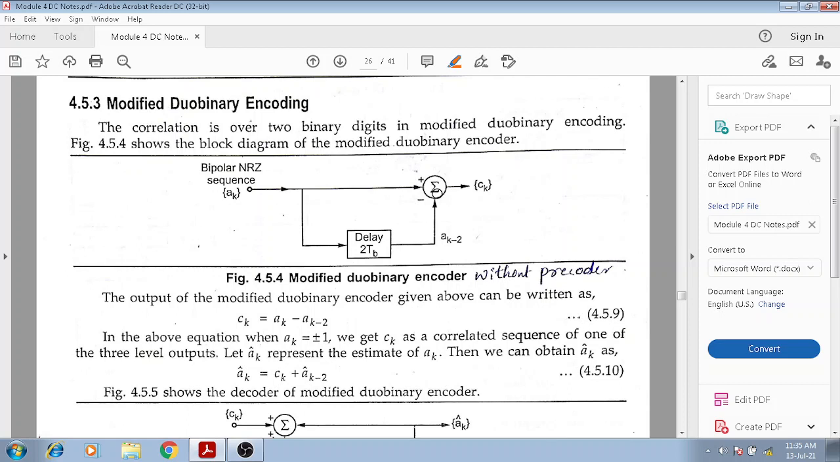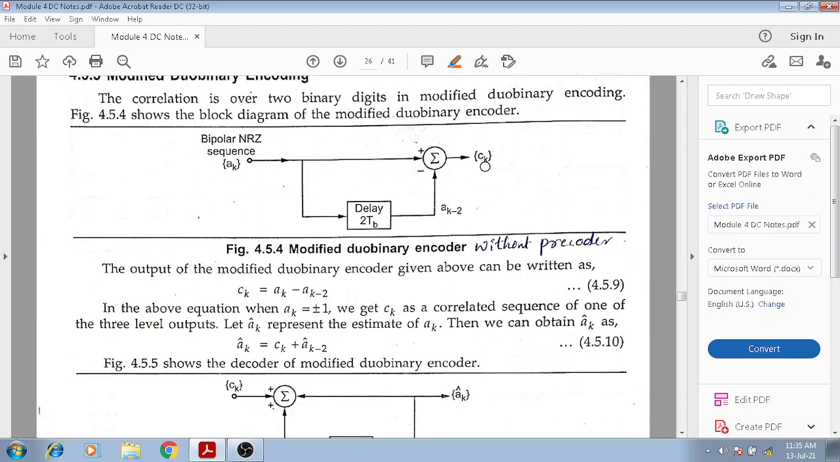The output of this subtractor is the encoded output without precoder, which is denoted by ck. And this ck is the 3 level sequence. Please remember, this sequence ck is the 3 level sequence.